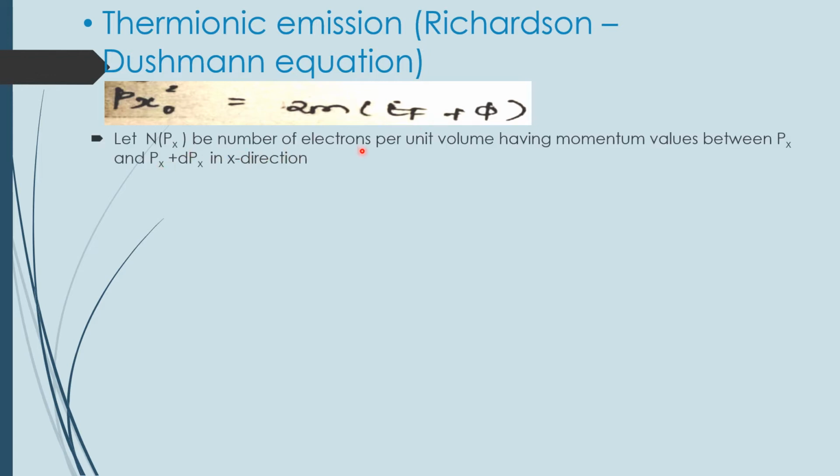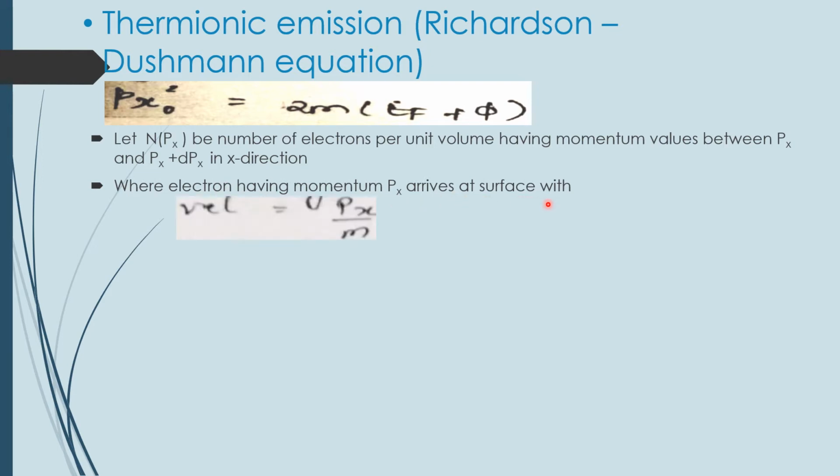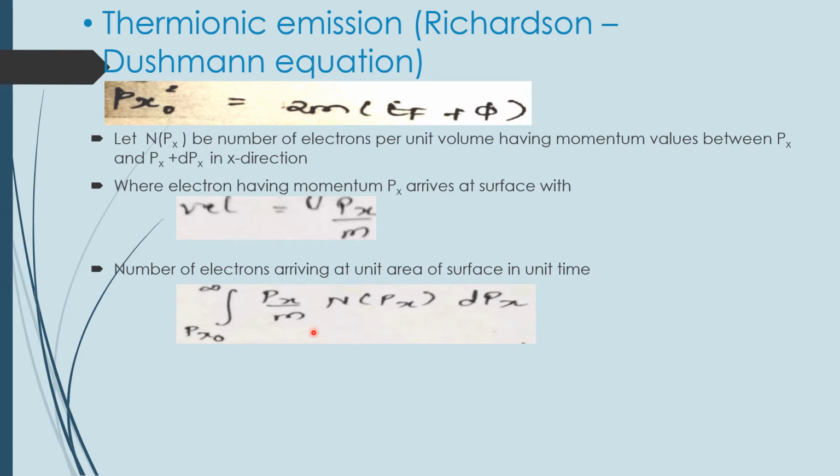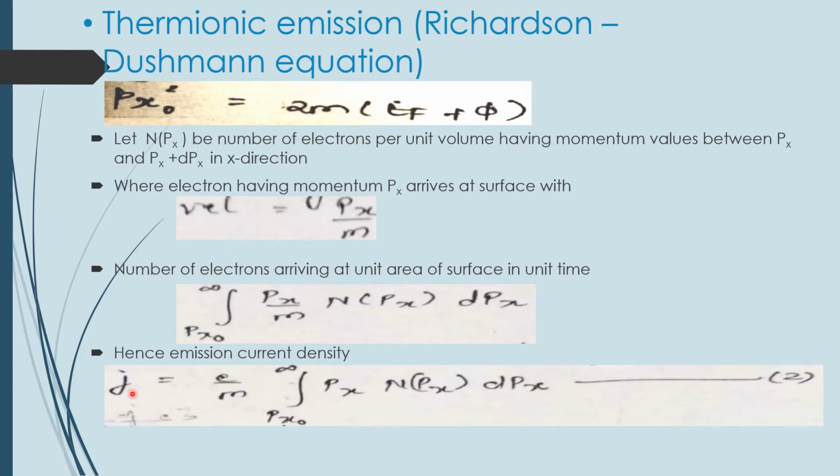Let n of Px be the number of electrons per unit volume having momentum values between Px and Px plus dPx in the x direction, where an electron having momentum Px arrives at the surface with velocity equal to Px upon m. The number of electrons arriving at unit area of surface in unit time can be given as the integration of Px upon m into n of Px dPx with limits Px0 to infinity. Hence, the emission current density is given as j equal to e by m into the integration of Px into n of Px dPx with limits Px0 to infinity.